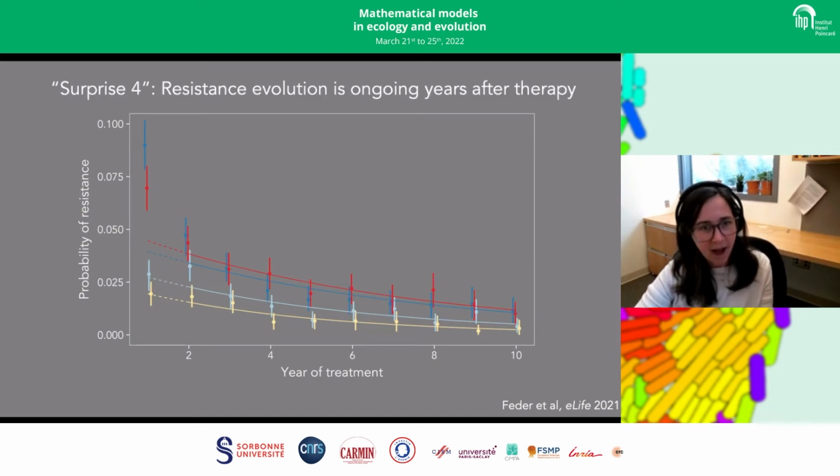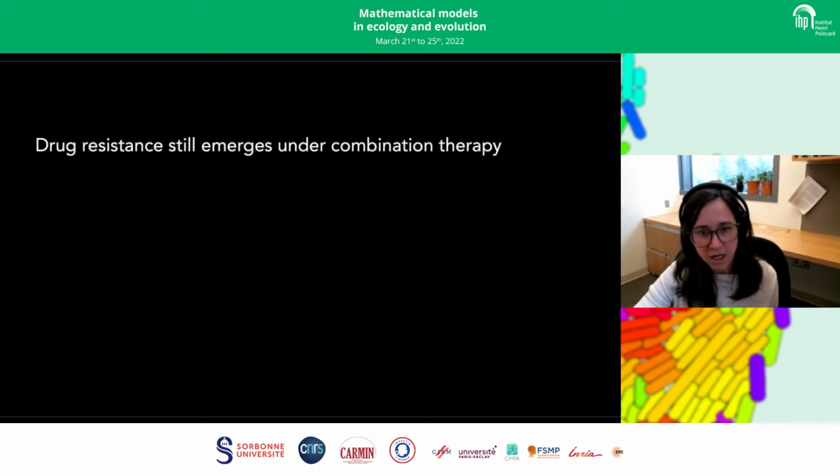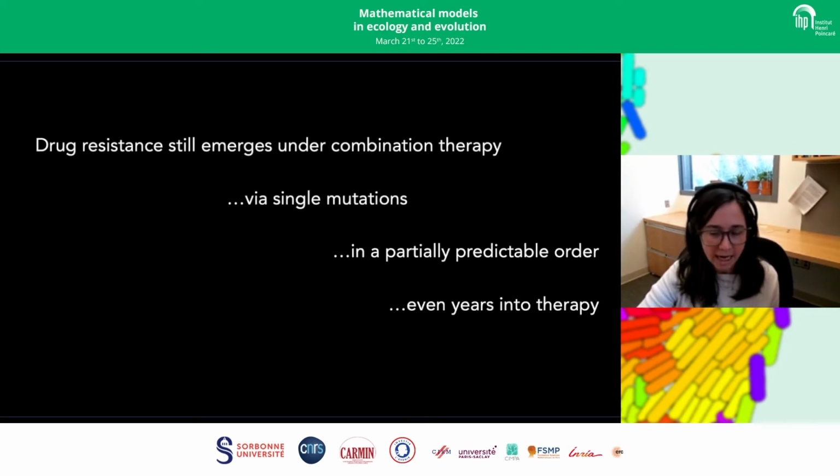So backing up, I want to recap these 4 observations that I just told you about how combination therapy can fail. First, drug resistance still emerges under combination therapy. It does so via single mutations in a partially predictable order, and even years after therapy. So what we would like is a model that is potentially able to explain all of these different features that we're observing in real data, to try to understand more broadly the ways in which HIV is getting around these combination therapies.